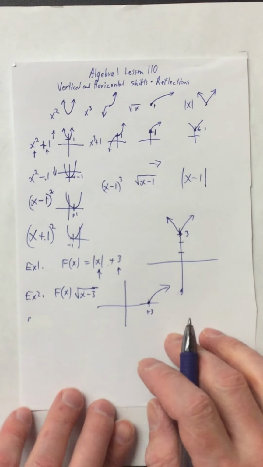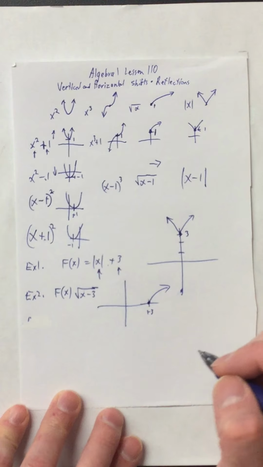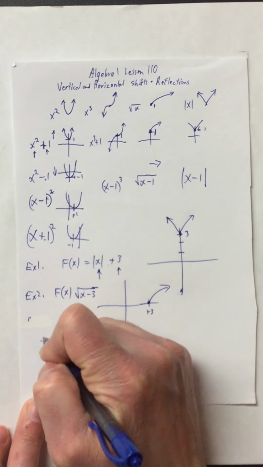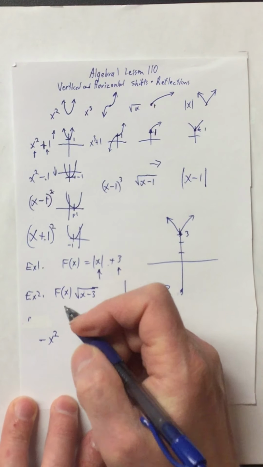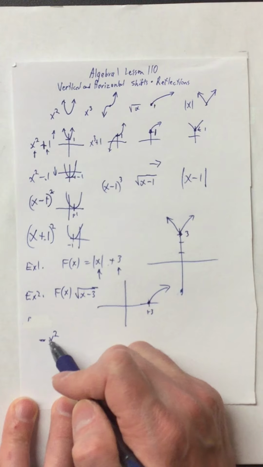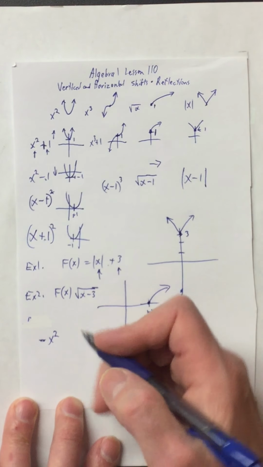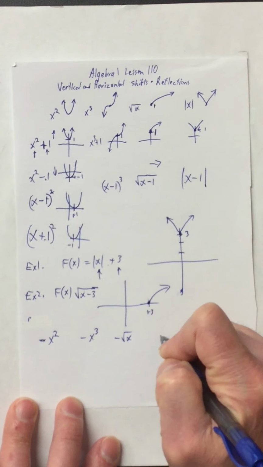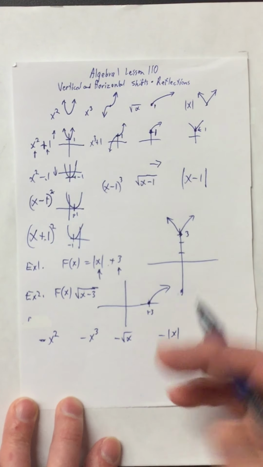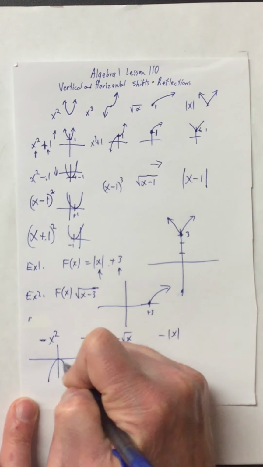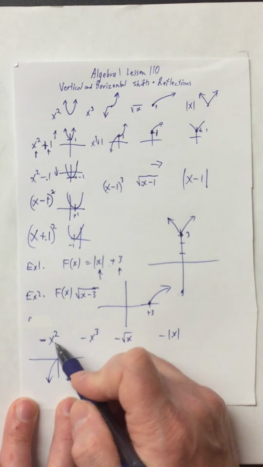Okay. The next part here is reflection. If we have -x squared, okay, we didn't add any numbers to it. We just simply put a negative in the front here. So it's like -x squared or -x cubed or a negative square root of x or a negative absolute value. What that's doing is going to flip it from top and bottom. So this one here is going to be inverted.